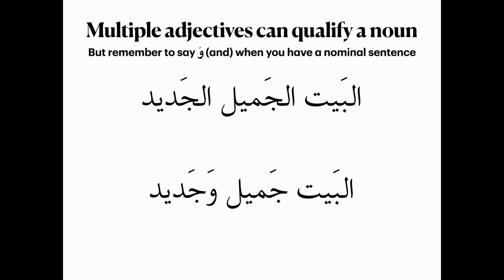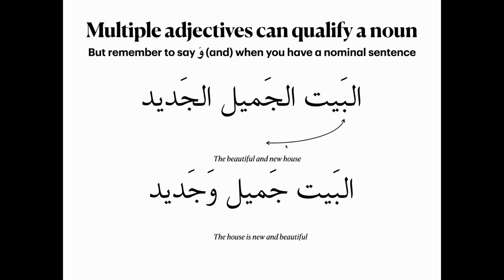And of course, multiple adjectives can qualify a noun. But remember, when you have the case of a nominal sentence, you have to add wa, and wa means and. So let's see what we have here. So we have al-bayt al-jamil al-jadid. So al-bayt is the house, jamil means beautiful, and jadid means new. That's what these words mean. So if we notice here, we have a beautiful and new house, and the house is new and beautiful.